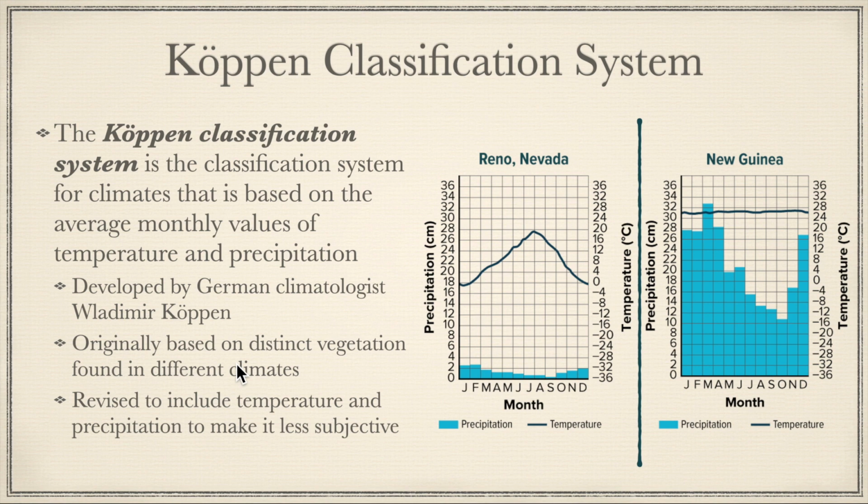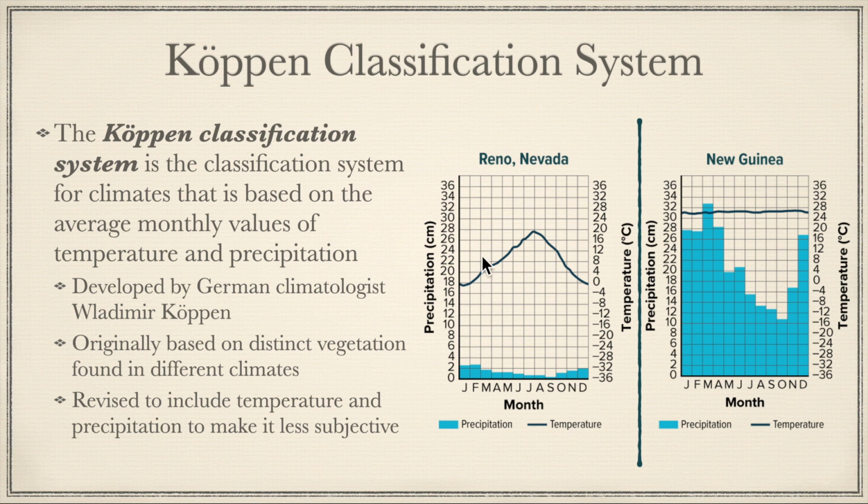It was originally based on distinct vegetation found in different climates because, as we know, plants can't move around and they are dependent on certain amounts of light and moisture and temperature. This was revised to include temperature and precipitation to make it less subjective. So vegetation is still part of this. Like you can look and see if the vegetation is all cactuses, for example, or cacti. Then it's a desert probably. If it's a bunch of deciduous trees, it's probably a temperate climate, etc.